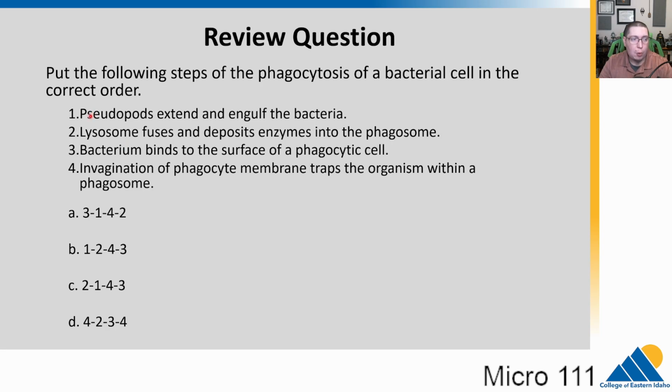Then the pseudopods will extend around it and engulf the bacteria. We have invagination of the phagocyte, which traps the organism inside of there. And then finally, the lysosome fuses and deposits the enzymes into the phagosome. So if 3 is the first one, we look at our options, and it looks like there's only one with 3, which is A. So that is our order of events.